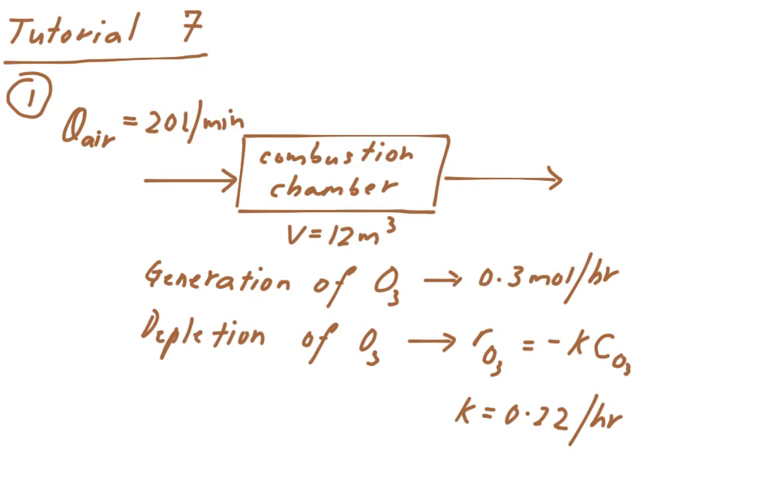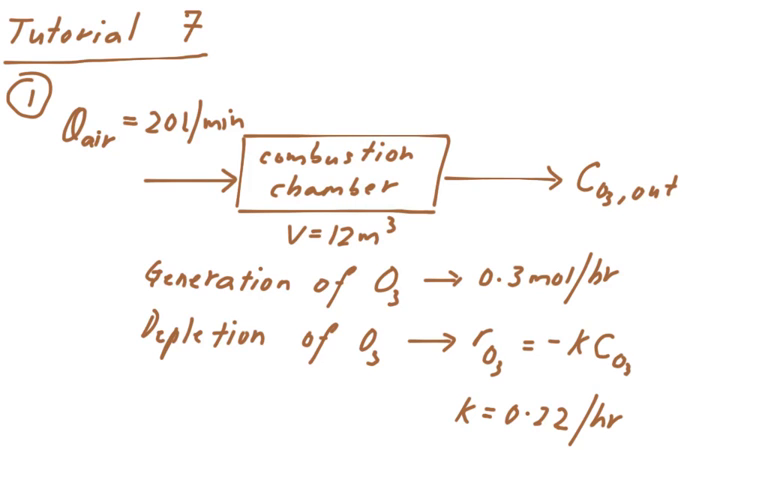Fresh air is flowing into the combustion chamber at a rate of 20 liters per minute, and air from the combustion chamber is flowing out at the same rate. You are supposed to determine the steady-state concentration of ozone in the combustion chamber.